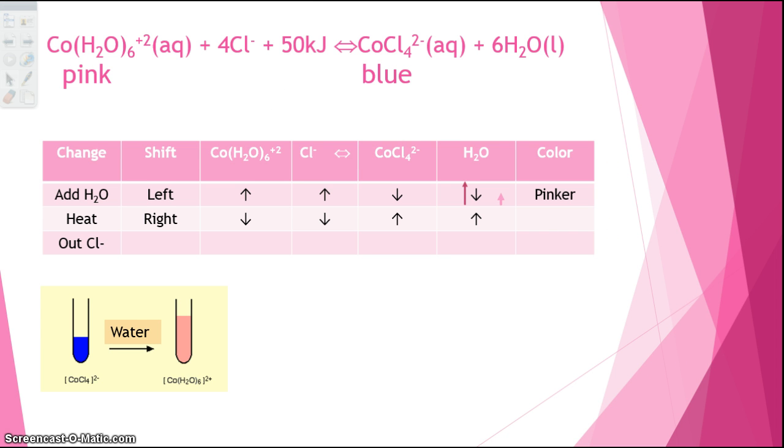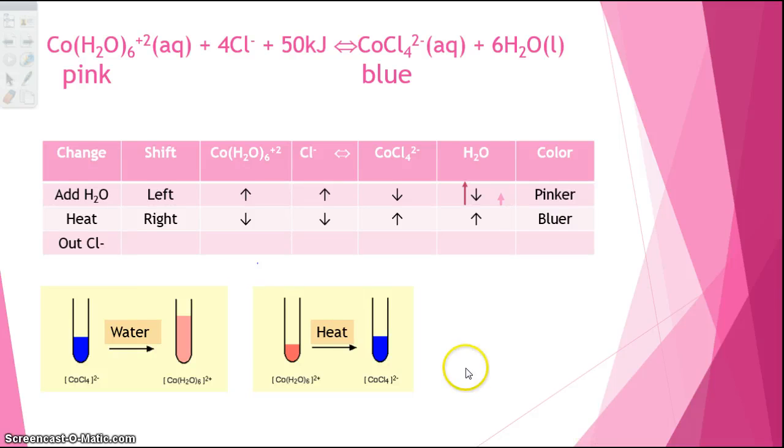So that's what we have here. Everything to the left goes down and everything to the right goes up. Well, if the right side is a blue molecule, then the color is going to become bluer than it was before. So there we have the reaction. If you add heat to it, it becomes blue. All right, so hopefully you're watching this pattern. Let's do the next one.